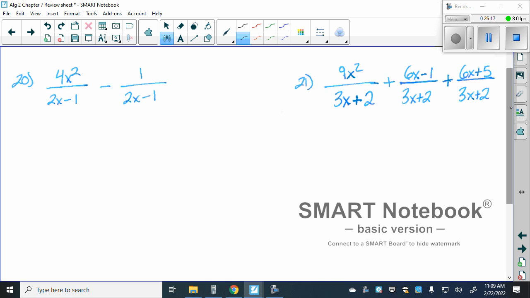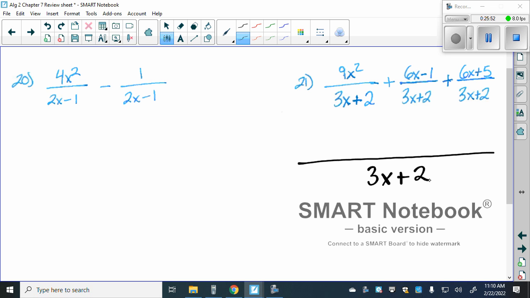Addition, subtraction. Now, addition, subtraction, unlike multiplication, division, we need the denominators to be the same, because the only way we can add fractions is if the denominators are the exact same. Well, here we have 3x plus 2, 3x plus 2, and 3x plus 2 as the denominators. Okay. Luckily, we can go on and add and subtract. Here, we're just adding across all three, so it's not that bad of a step to do.